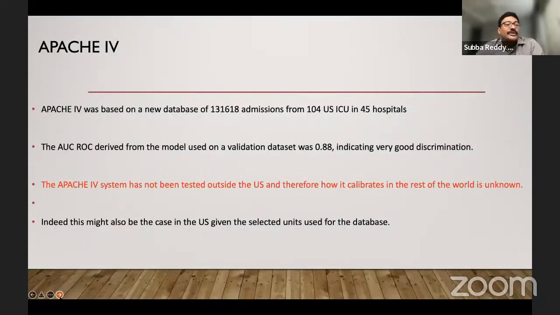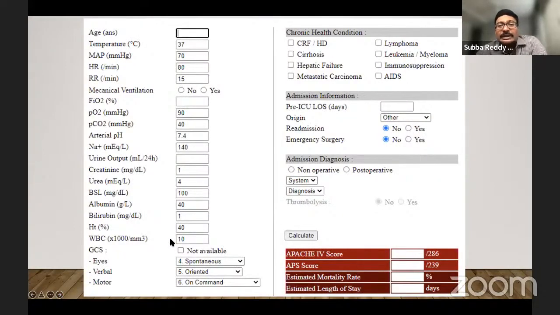Coming to Apache 4. Apache 4 was based on a new database of more than 130,000 patients admitted into 144 intensive care units in 45 different American hospitals. The AUC ROC derived from the model used on a validation database was 0.88, indicating very good discrimination. The Apache 4 system has not been tested outside the US. That is the drawback. Therefore, it needs calibration in the rest of the world, but outside the US a lot of hospitals are using Apache 4. Indeed, this might also be the case in the US, in selected units which they have not taken for the database. So this is a very, very important slide for all of you.